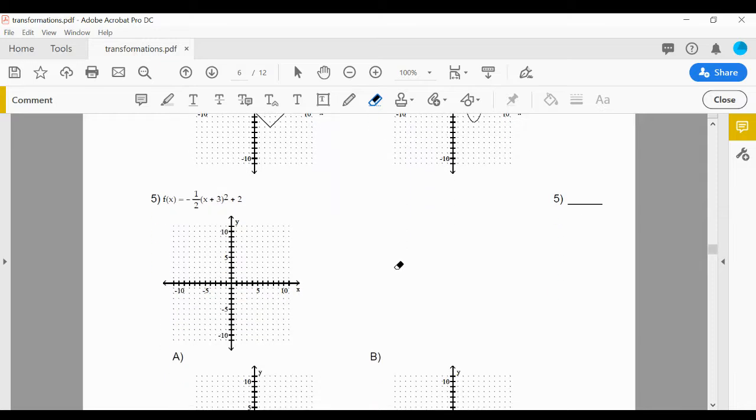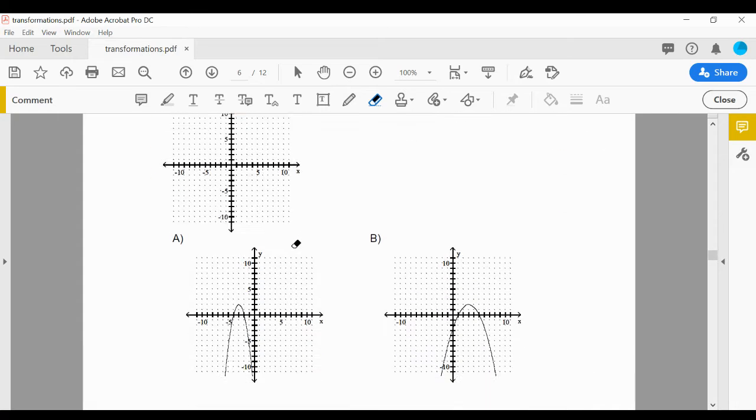Pretty much everything is happening in number 5. You've got a negative, which means it's flipped upside down. You've got a half, which means instead of stretching it, if this value out front is between 0 and 1, it makes it shorter and stubbier, chubbier. It squeezes it. The 3 means positive 3 is a horizontal shift. It went 3 units to the left and then 2 units up.